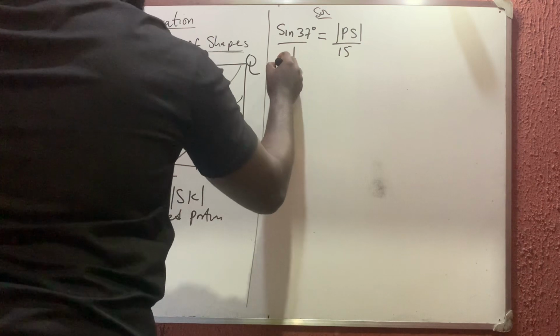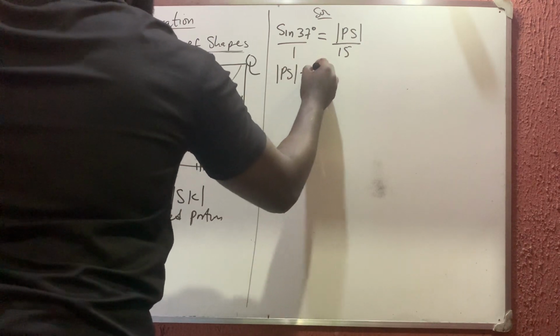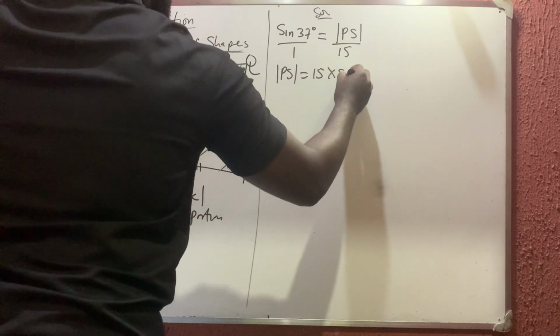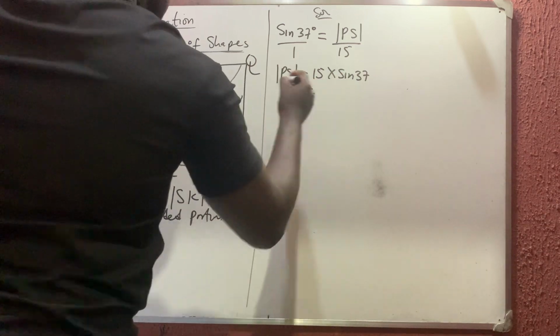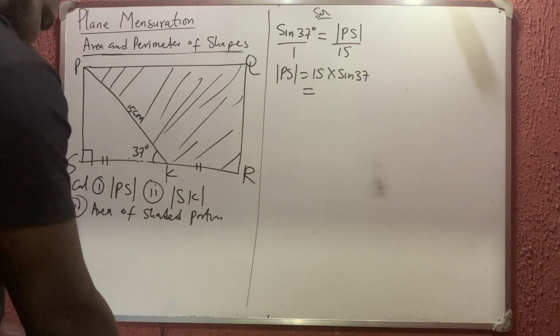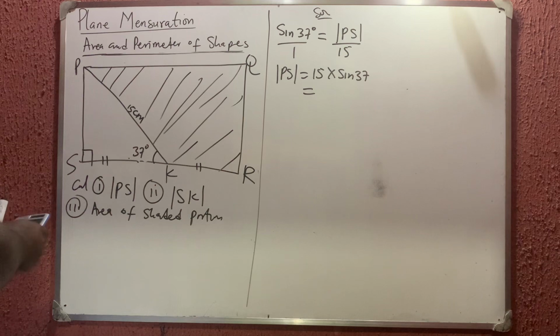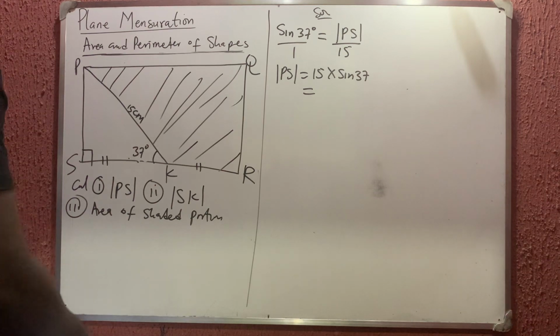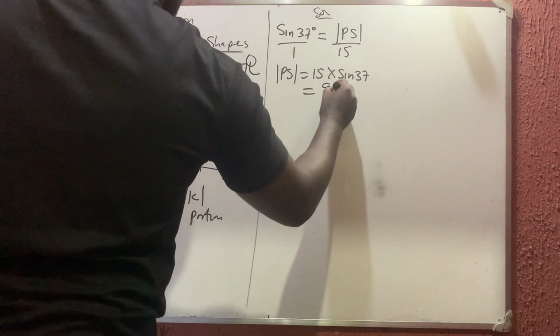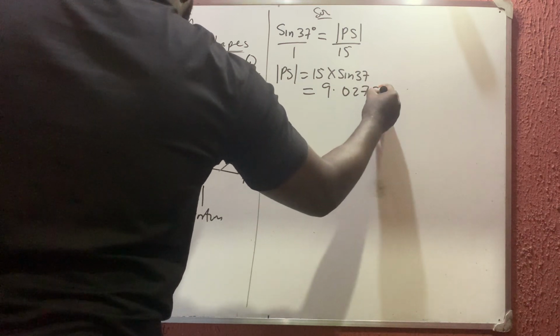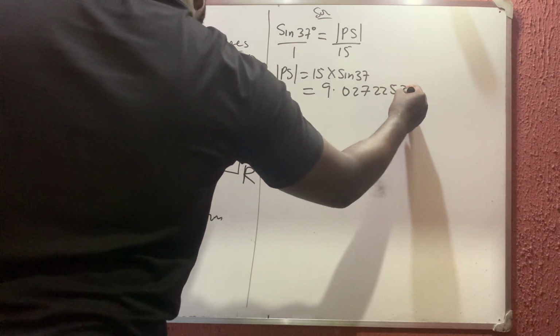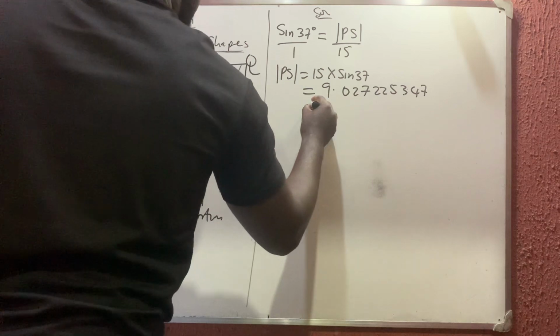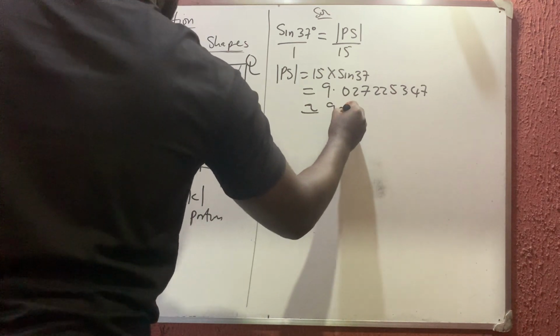So if you cross multiply, you have that line PS is obviously 15 times sine 37. So we're going to have 15 sine 37. So we're having approximately 9. 9.027225347. So approximately I'm having 9 cm.